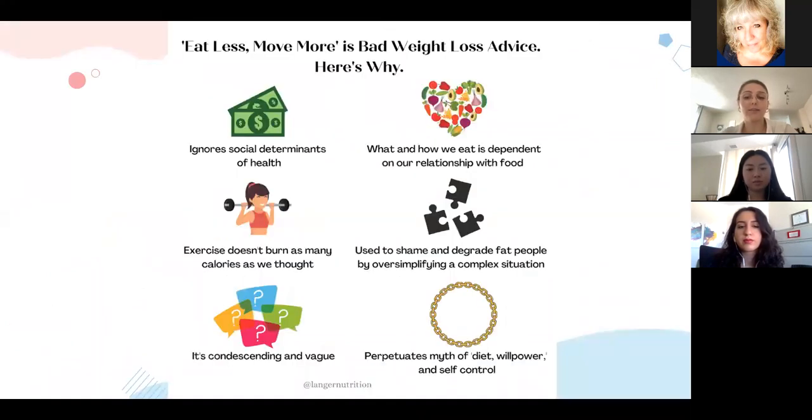And here's a little infographic explaining why the advice eat less, move more is a bad one. So first of all, it ignores determinants of health. Then exercise, it doesn't burn as many calories as we thought. It's condescending and vague, very vague. And what and how we eat is dependent on our relationship with food. And it's used to shame and degrade people living with obesity by oversimplifying a complex situation. And lastly, it perpetuates myths of diets, willpower, and self-control. So clinicians recommending weight loss to patients is actually what causes weight cycling and increasing weight over time and metabolic complications.